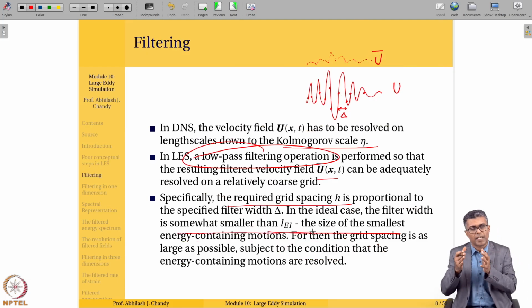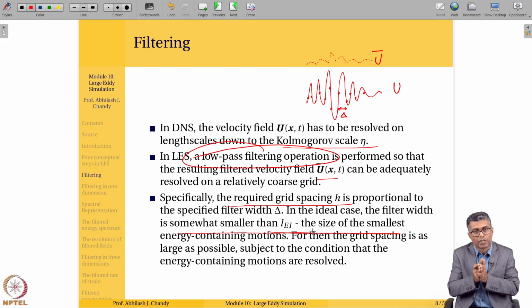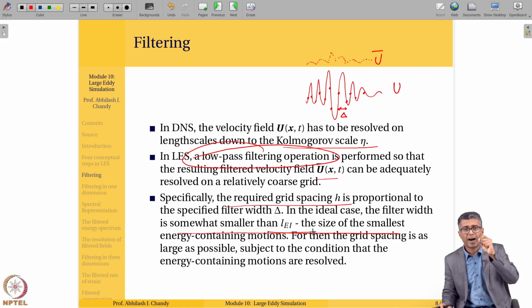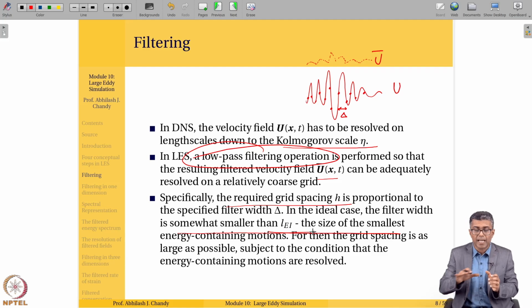And again, it's all about the affordability here in LES. Technically, LES is based on the idea that the large scale motions are captured. So you can argue that as long as I capture all the energy containing motions, I am okay. So technically, yes. But you want it to be slightly smaller, because this demarcation length scale, LEI, which is the smallest length scale associated with the energy containing motions, we are not talking about it being a hard set number, isn't it? In and around that value. So that is why you want it to be smaller.